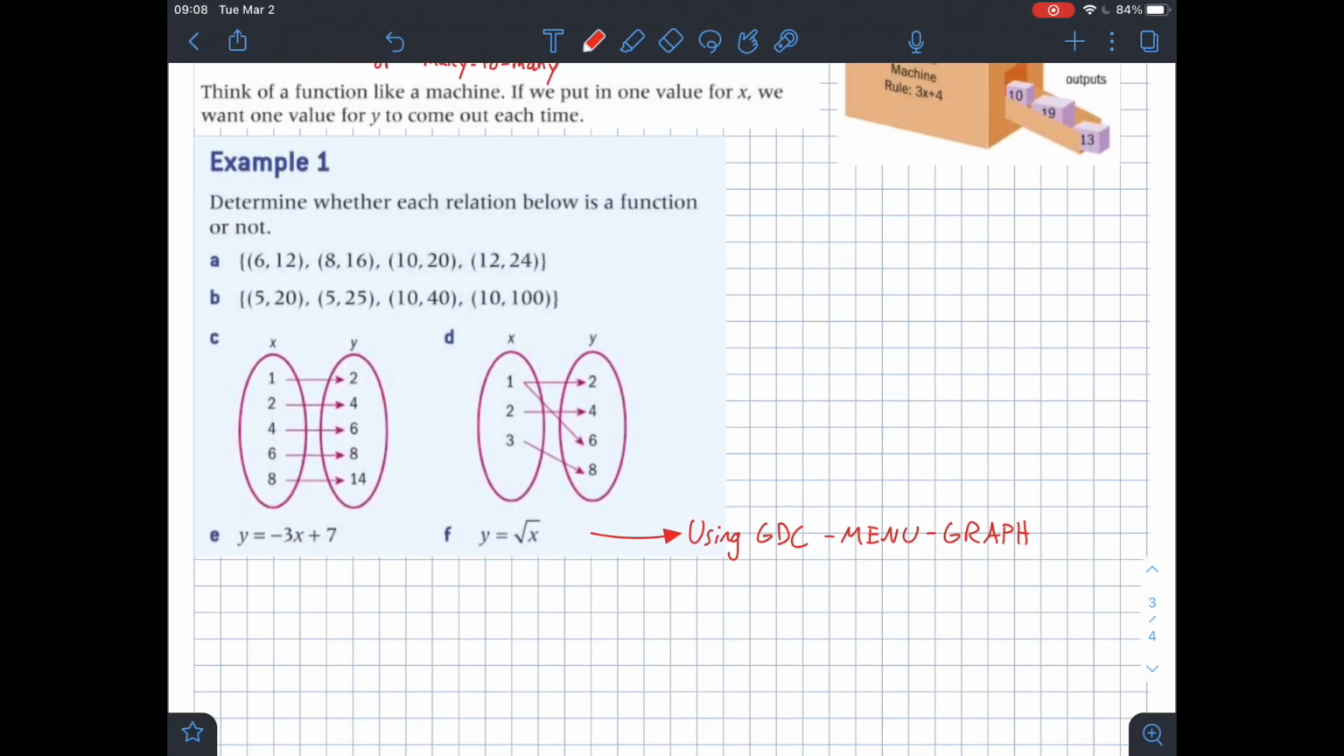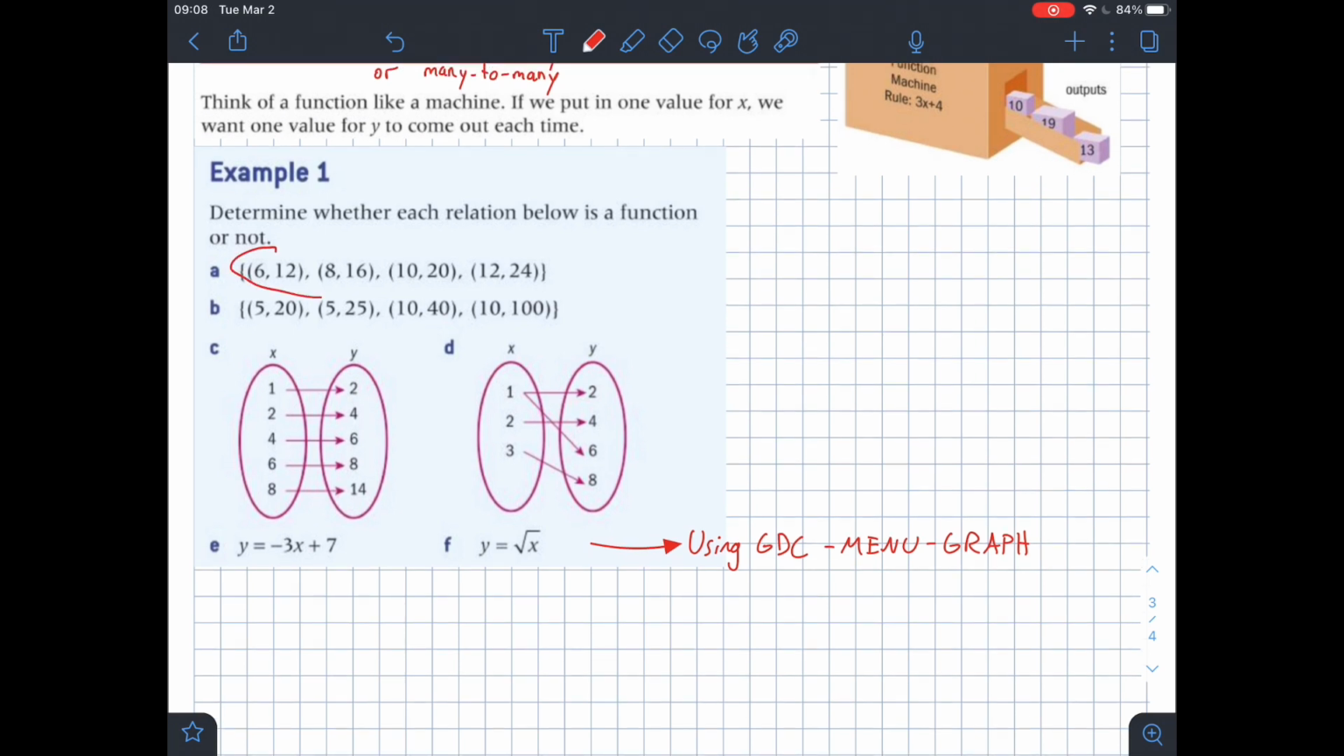Okay, let's see this example here. It says determine whether each relation below is a function or not. So if we take a look at A, do you think this is a function? You see that for each unique value of x, there's a respective value of y, right? But we don't have any repetition for the value of x. So there's a unique input and a unique output in each case. They are all different. So in this case, we can say that this is a function, right? So we would say that for A, it is a function.